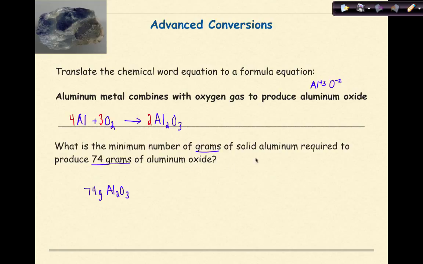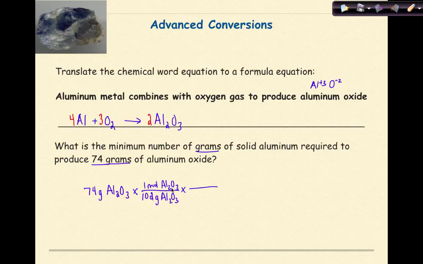Now, I need to ultimately get to grams of solid aluminum, but I can't just go from grams of aluminum oxide to grams of aluminum. So what I need to do is follow the AP Chemistry mantra and convert to moles. So if I start with grams of Al2O3, that's going to go on the bottom. Grams Al2O3, and I know that is equal to 1 mole of Al2O3. And the gram formula mass of Al2O3 is roughly 102 grams.